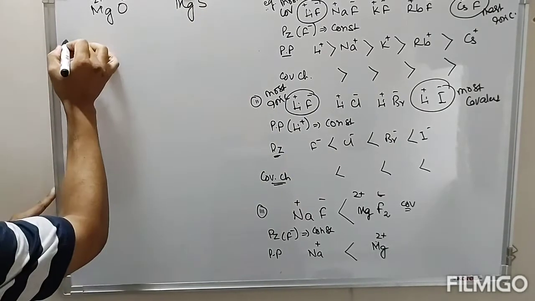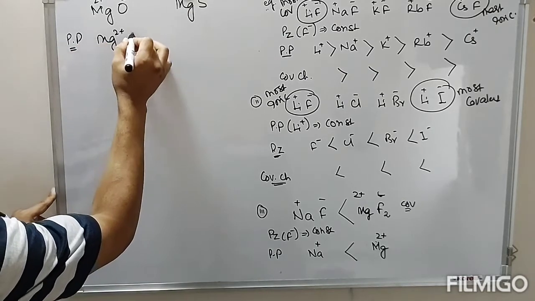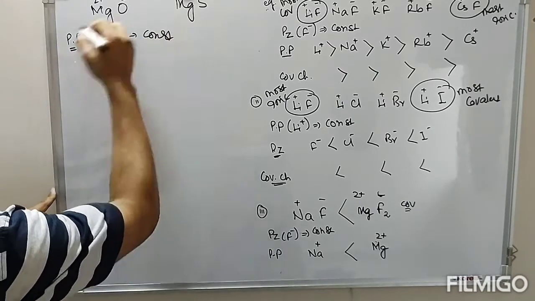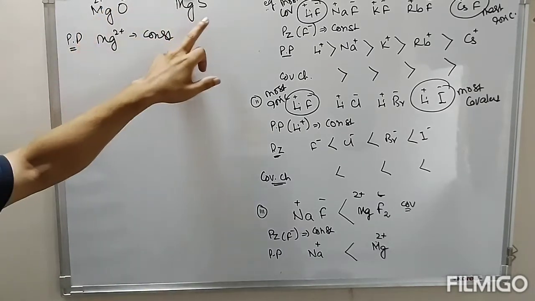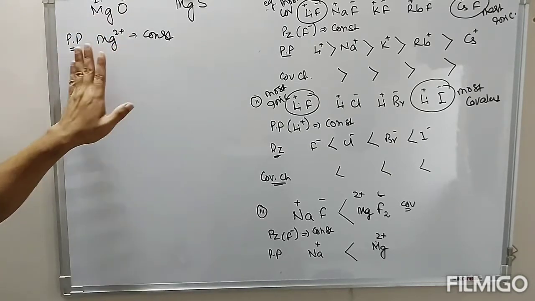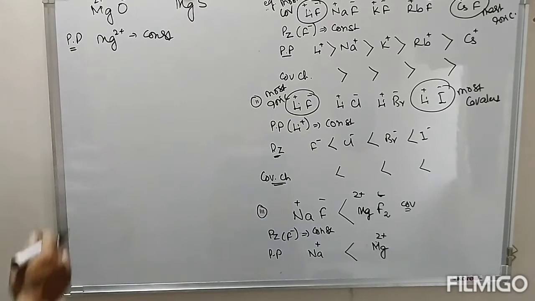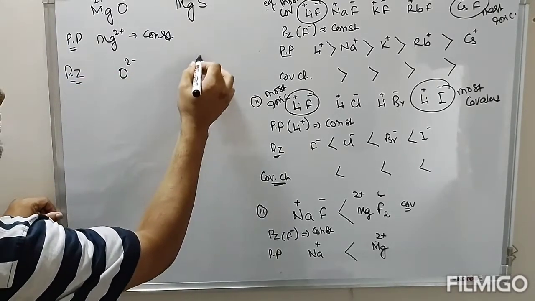Now if you look at this polarizing power, that is magnesium plus 2, that is constant. In both the cases we are having magnesium plus 2. Size also same, charges also same, cation is fixed. So we have magnesium ion, that is polarizing power is fixed. Now coming to polarizability, we have oxide ion, we have sulfide ion.